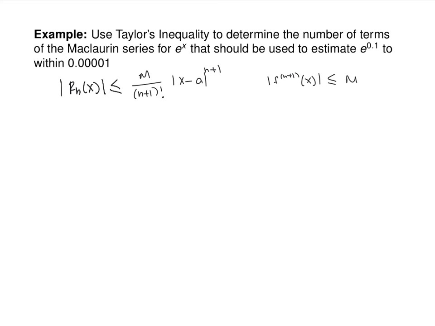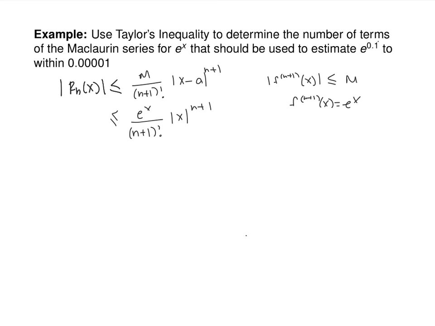In the specific case of a Maclaurin series, we know that a is 0. And since we have e to the x, the n plus first derivative will be e to the x. So this will be less than or equal to e to the x over n plus 1 factorial times x to the n plus 1.